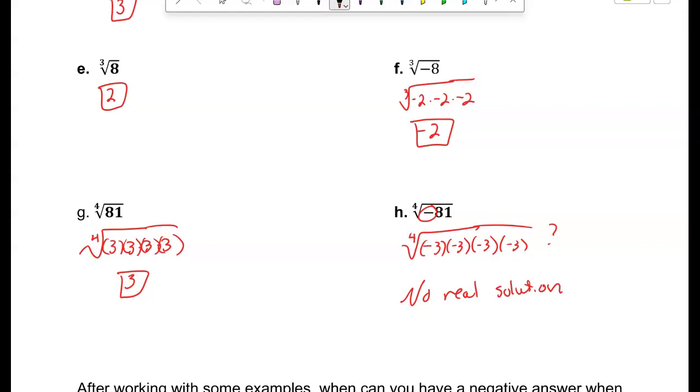So are we starting to see some patterns? If it has an even index, like the second root, the fourth root, the sixth root, what can't I have underneath my radical? A negative. But if it's an odd index, does it matter? I love when you guys already got this in.